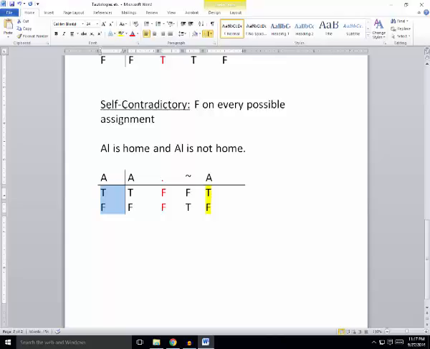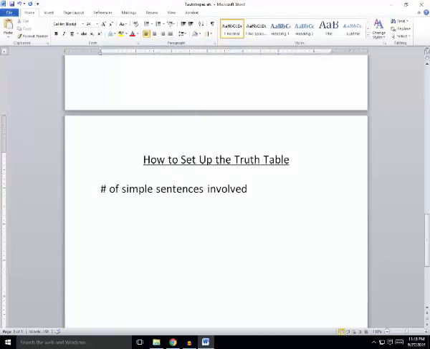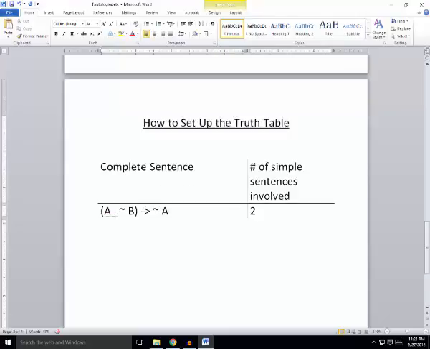And now is as good a time as any to show you the systematic way of setting up the possible assignments. So the first thing you need to know if you want to set up the truth table for a sentence is the number of simple sentences involved. So remember, in our symbolic system, each letter is a simple sentence. So the number of simple sentences is just the number of letters involved. So if I have A dot tilde B, arrow tilde A, then the number of simple sentences involved there is 2. There's an A and a B. It doesn't matter that the A occurs twice. It only matters how many different letters are involved.